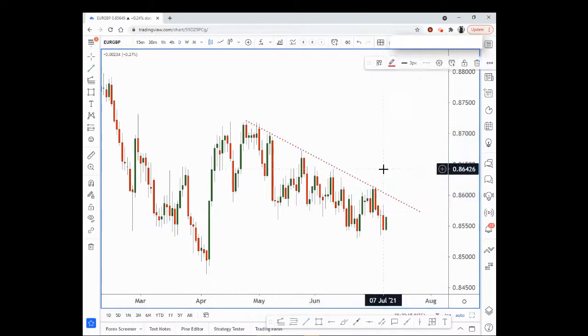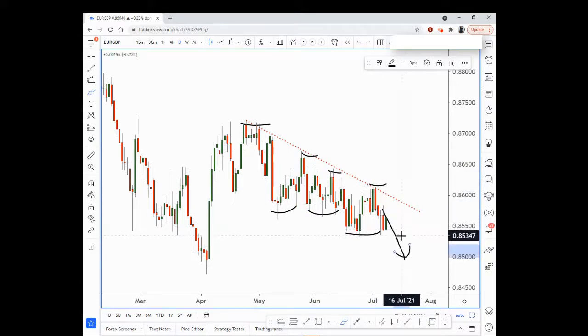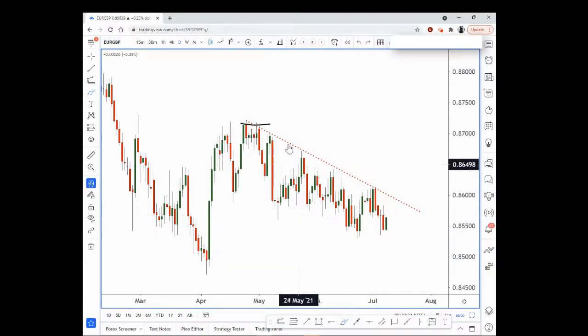You can see this descending trend line over here where price makes a very nice bearish structure of lower highs and lower lows. You can see these lower highs and lower lows consistently being made on price here. It looks like price could be pushing towards the downside on the daily, and what we're going to do is just look for a possible bearish setup.